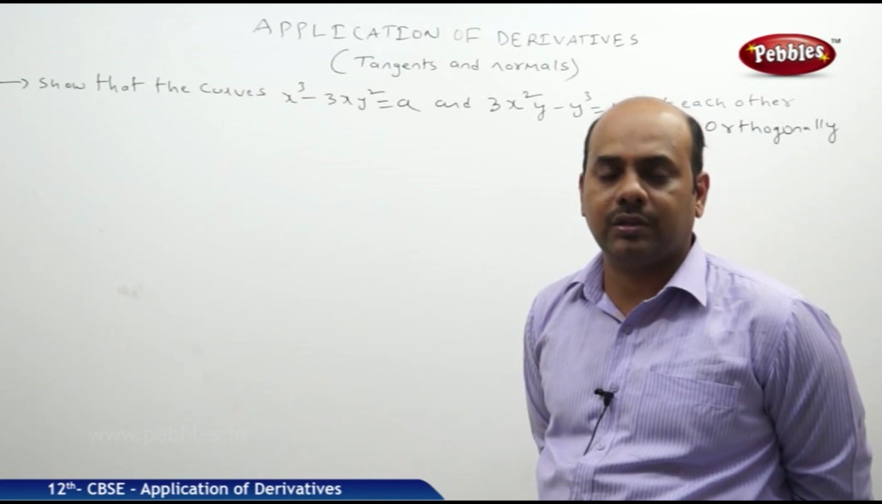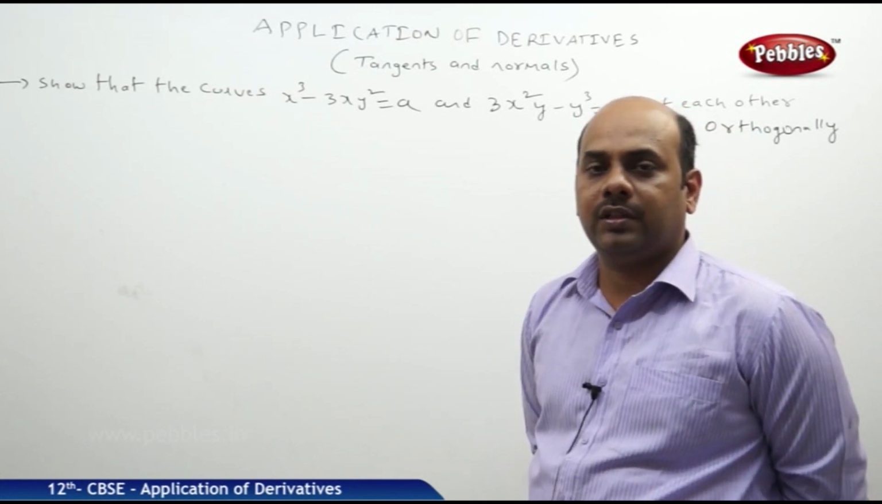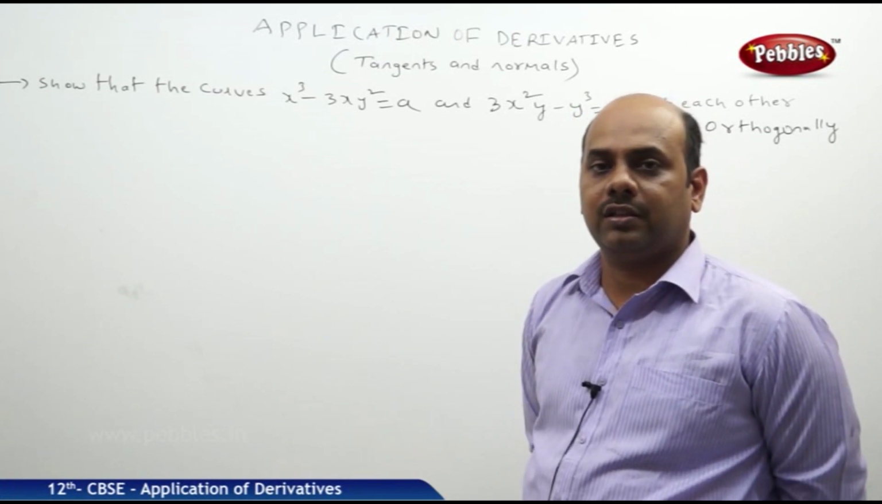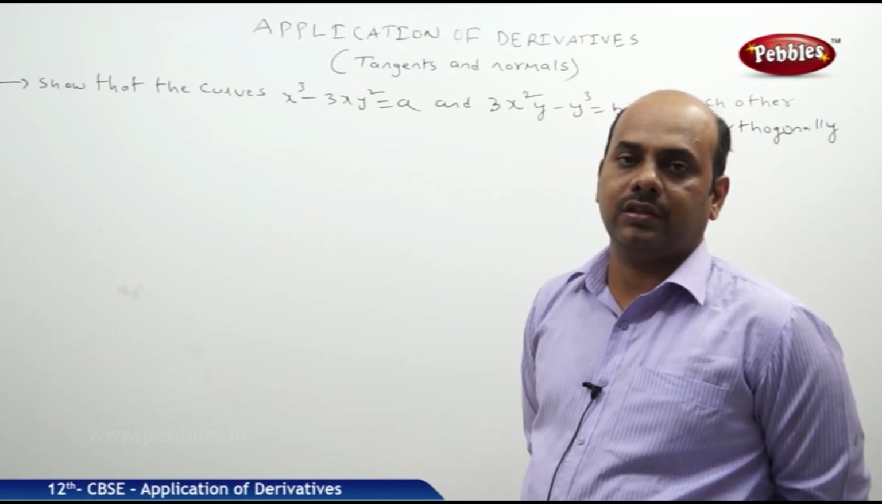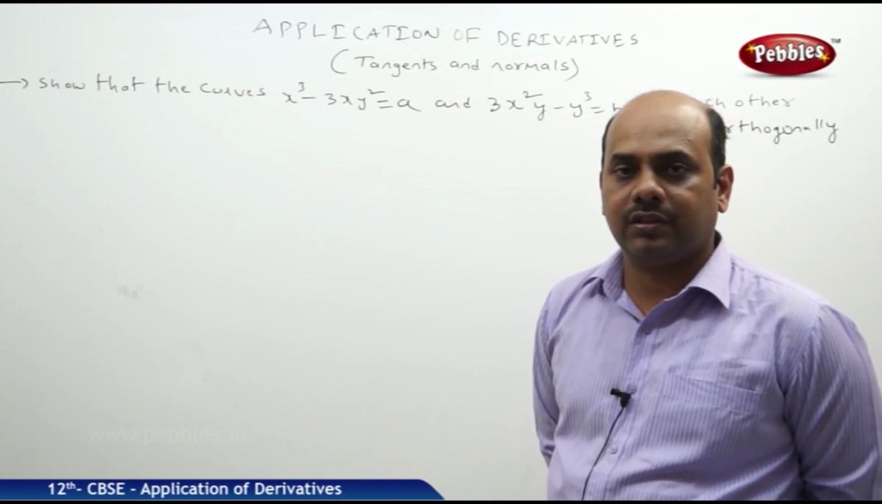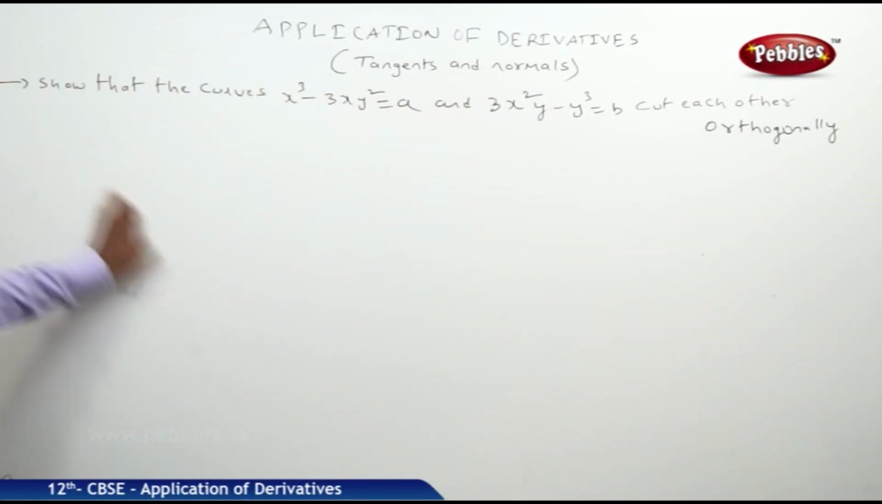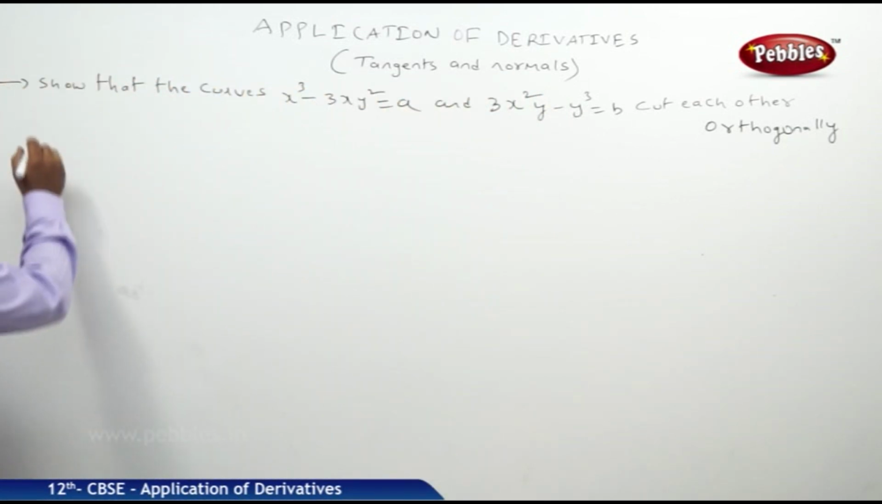At their point of intersection you might be drawing two straight lines. If the angle between those two is 90 degrees, then we can say the two curves are cutting each other orthogonally. Now we shall see how to solve this particular problem. It's an important concept.